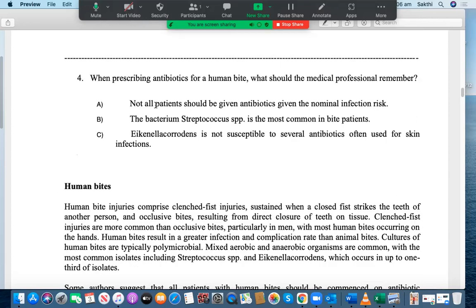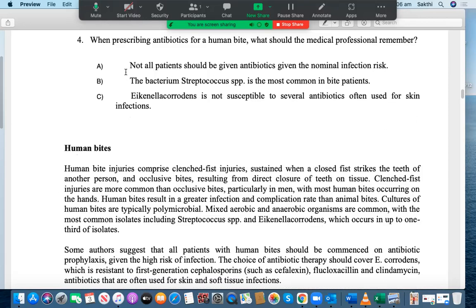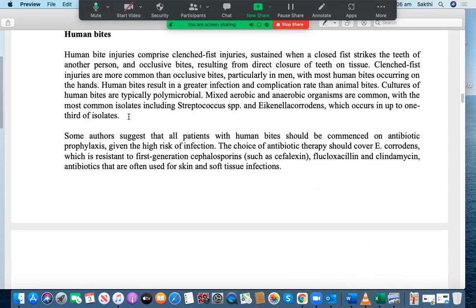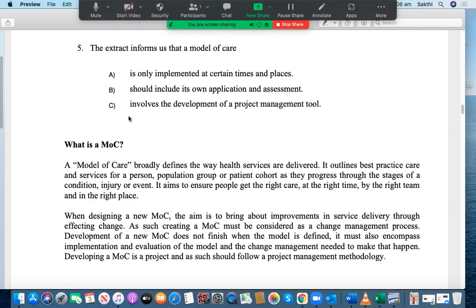Let's go to question number four. So for question number four, the answer is choice C, this one. Eikenella corrodens is not susceptible to several antibiotics often used for skin infections. That's the correct answer. Let me go to question number five. For question number five, the answer is B. So it is should include its own application and assessment. That's going to be the correct answer.